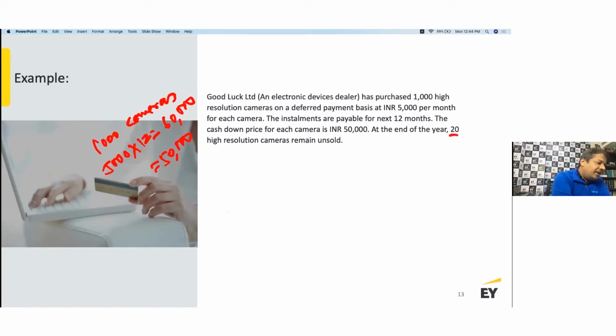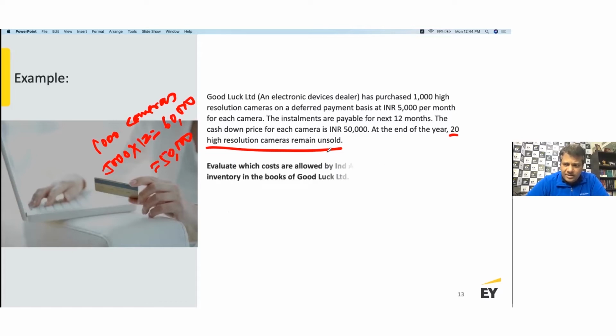At the end of year 20, okay, at the end of the year, 20 high resolution cameras remain unsold. So I purchased how many? 1,000. And how many are left? 20. That means you've done a good deal. 980. You've been able to sell.